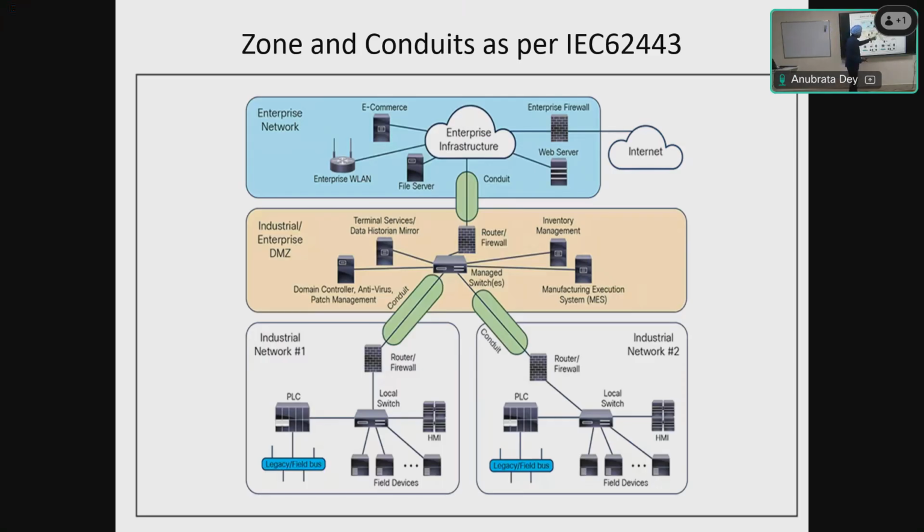And then you could have various networks at the bottom, again connected, and this could be your substation network. Within the substation network, you could have either virtual LANs or it could be even further subdivided. So again, it depends upon how you want to set it up. So this is zones and conduits as per IEC 62443.